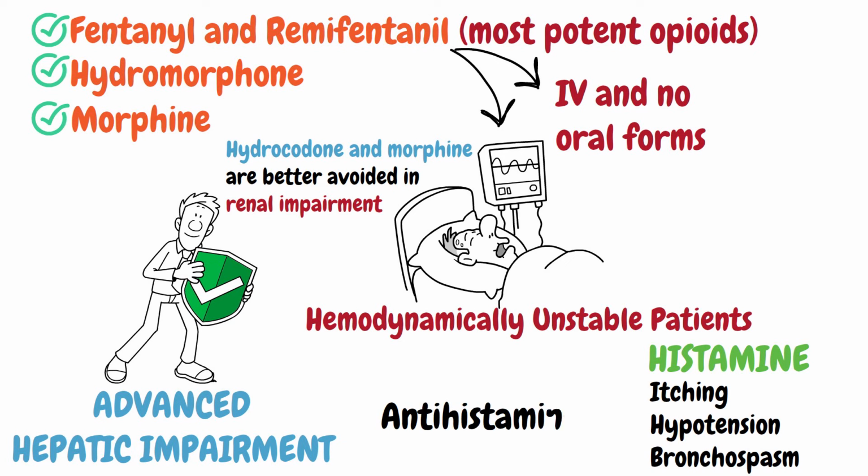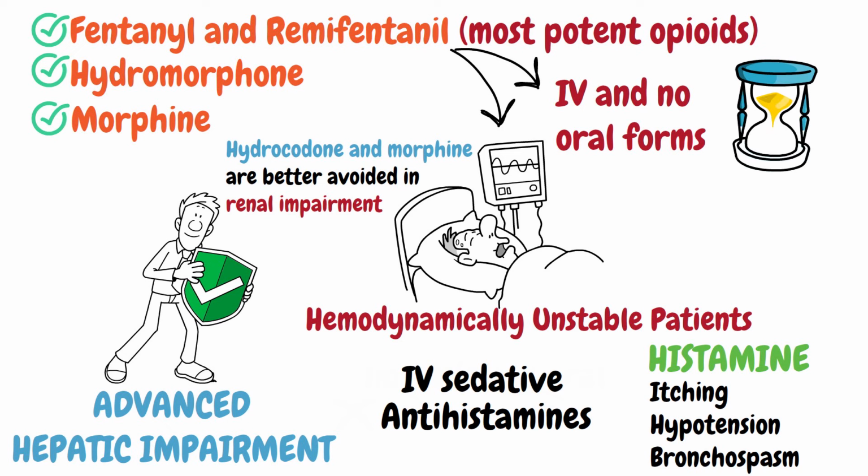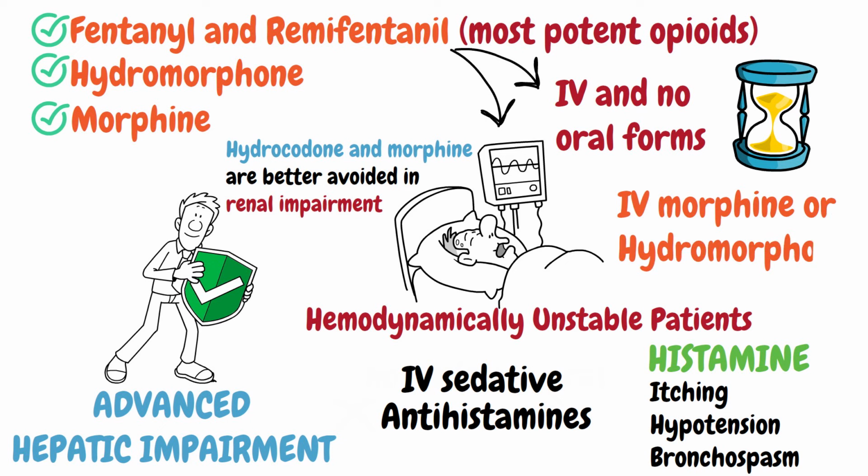Please avoid giving antihistamines preemptively. If the patient is complaining of itching, a non-sedative oral antihistamine should be tried first. If an IV sedative antihistamine is needed, space them out from the time IV morphine or IV hydromorphone were given and make sure the patient is closely monitored.